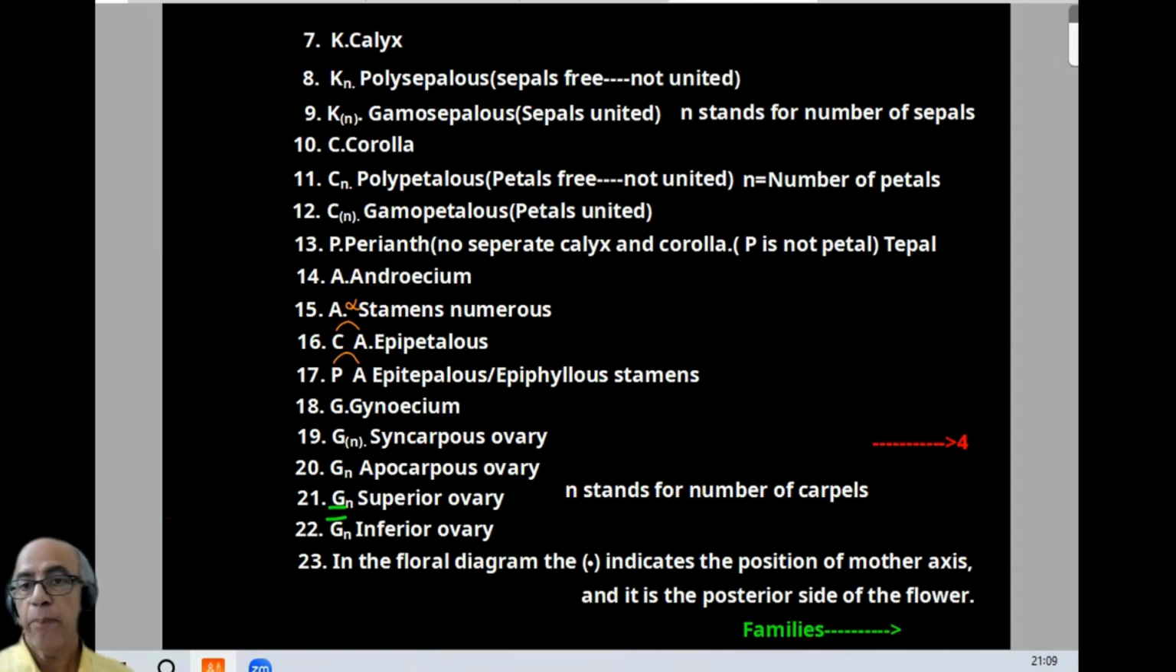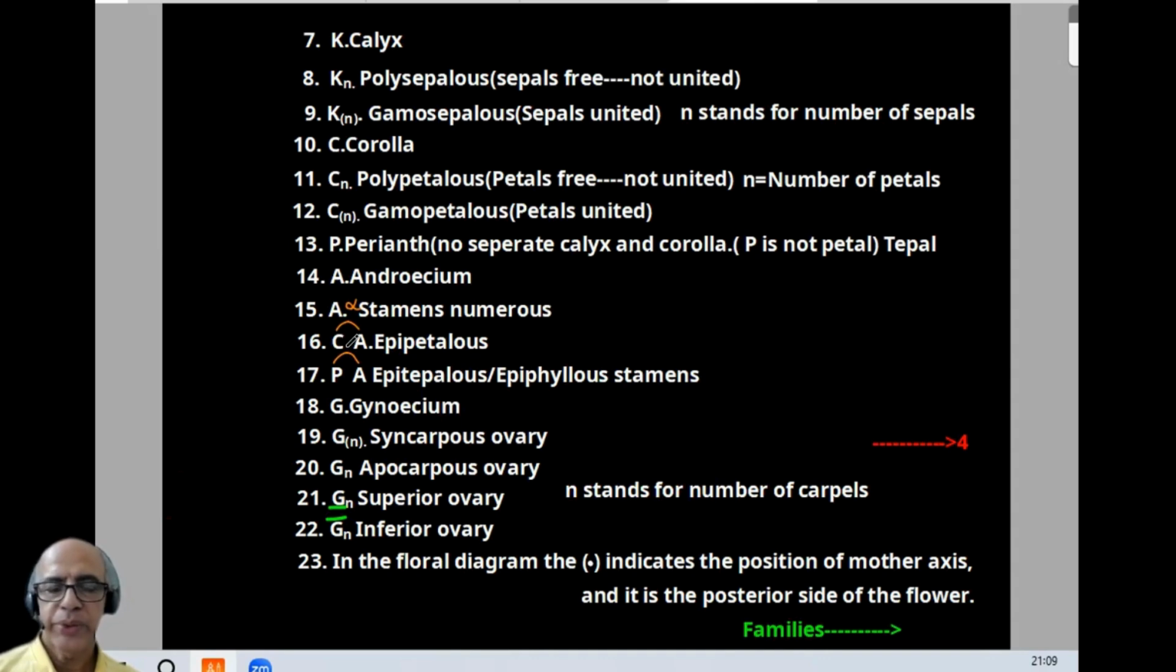Now comes the term P. P is perianth, not petal. Perianth means no separate calyx and corolla. An individual member of the perianth is often called a tepal. A for androecium. Then A infinity means stamens numerous. Then this symbol, C and A linked, is called epipetalous. Now P and A linked is called epitepalous or epiphyllous, perianth and androecium connected.